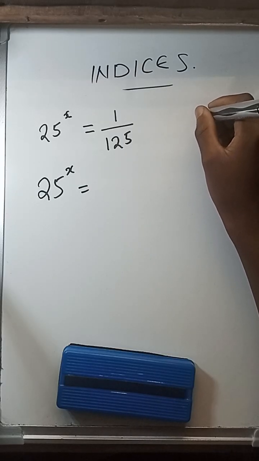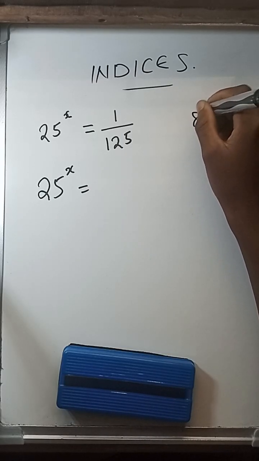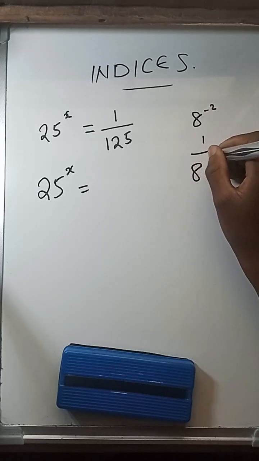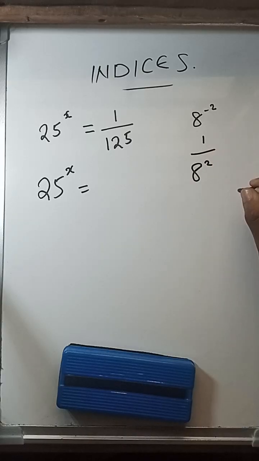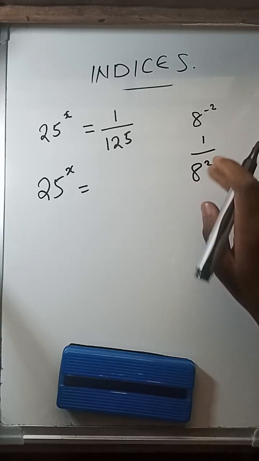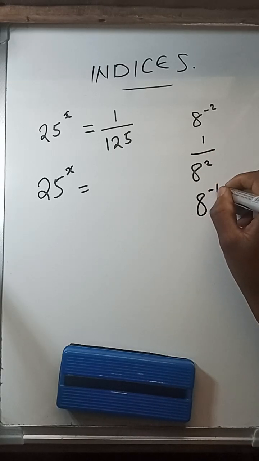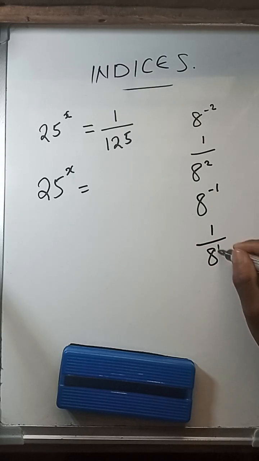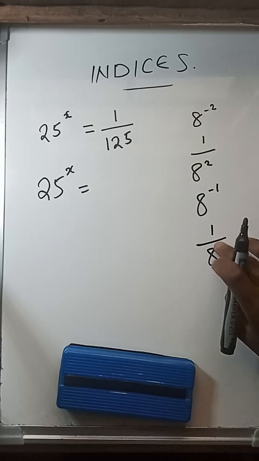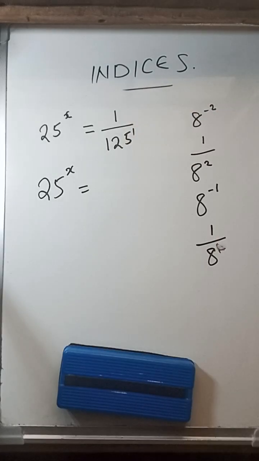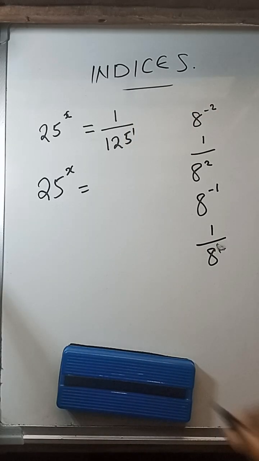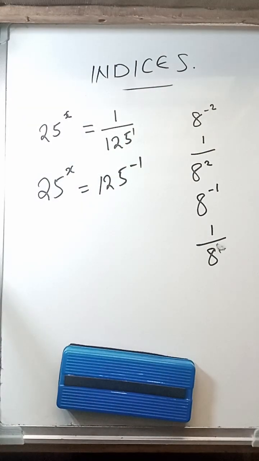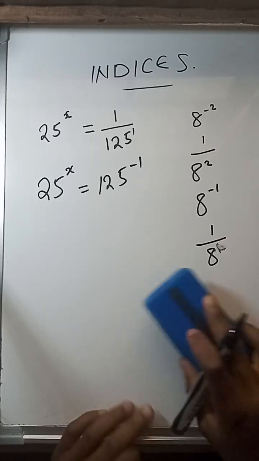had this 8 to the power negative 2, you wrote it as 1 over 8 to the power 2. Now if you have 8 to the power negative 1, it becomes 1 over 8 like that, because here that power 1 makes no difference. Same applies to here. We have a 1 which is there. Now we're going to have 125. Now this one here becomes a negative now. So that is the secret there.